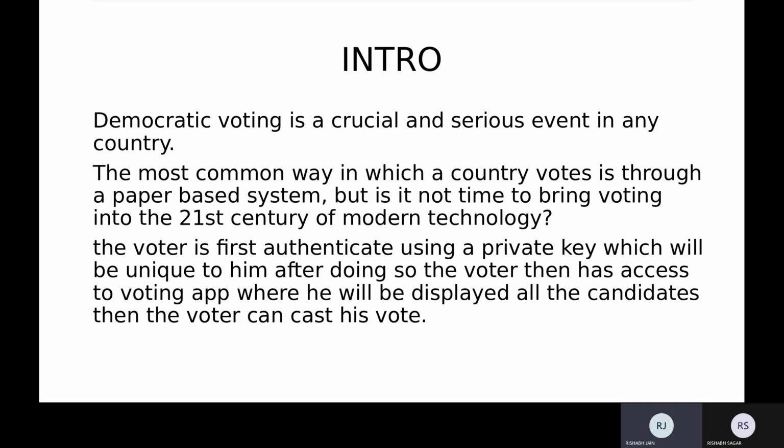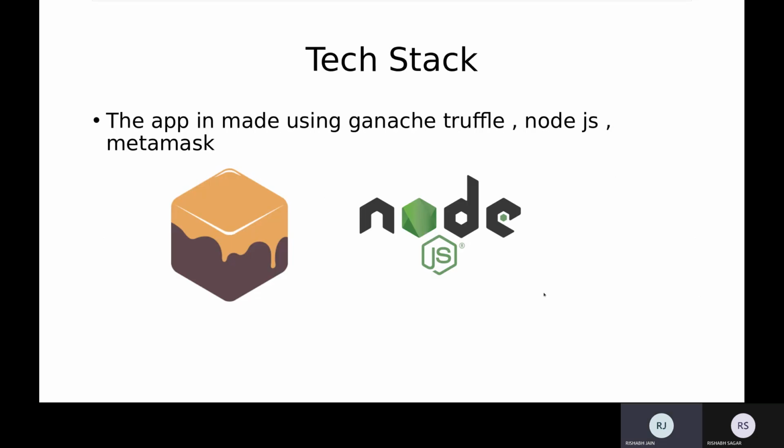So what we have thought of doing is using blockchain to decentralize the whole process and make it as transparent as possible. To build this, we have used Ganache Truffle to make an in-memory blockchain, and for the front end we have used HTML, CSS, and JavaScript, and to communicate between them we have used Web3.